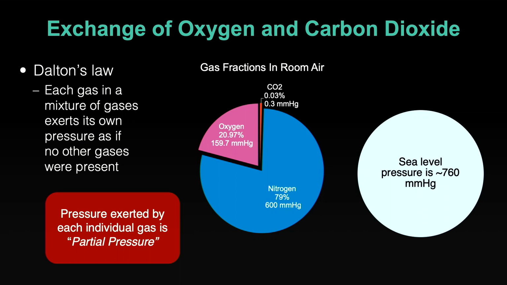The numbers that I had earlier were off just slightly. I corrected them, but the main points are the same. About 160 and about 0.3 millimeters of mercury for oxygen and CO2, respectively, sitting here in the room. Differences in partial pressure. Now, I thought it might be helpful to take this up briefly.